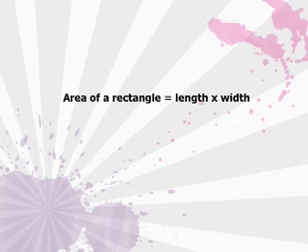Let's record our formula. So this is what our formula will look like. The area of a rectangle is equal to length times width. Now we're going to use our formula to calculate the area of a rectangle. I'm going to call my rectangle A.